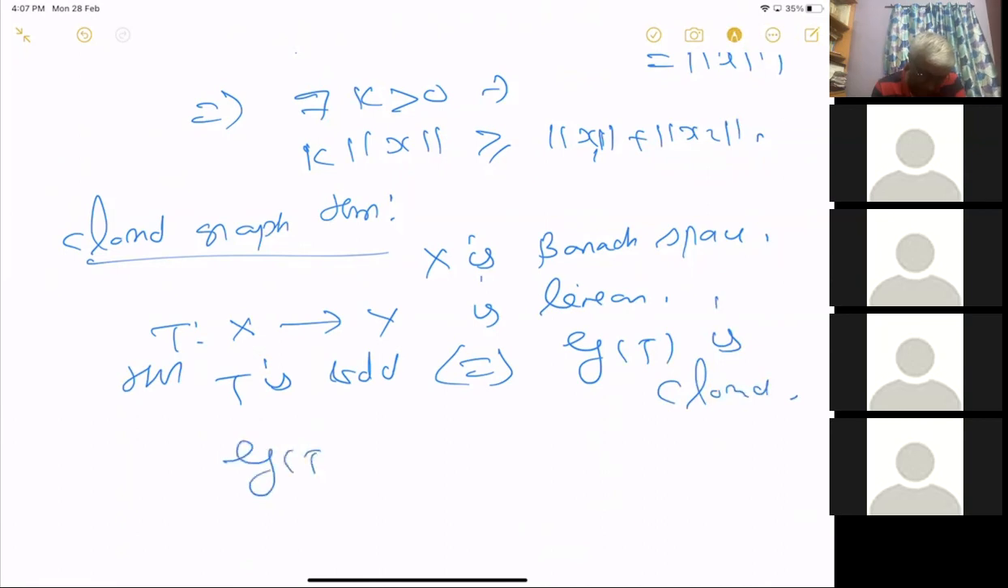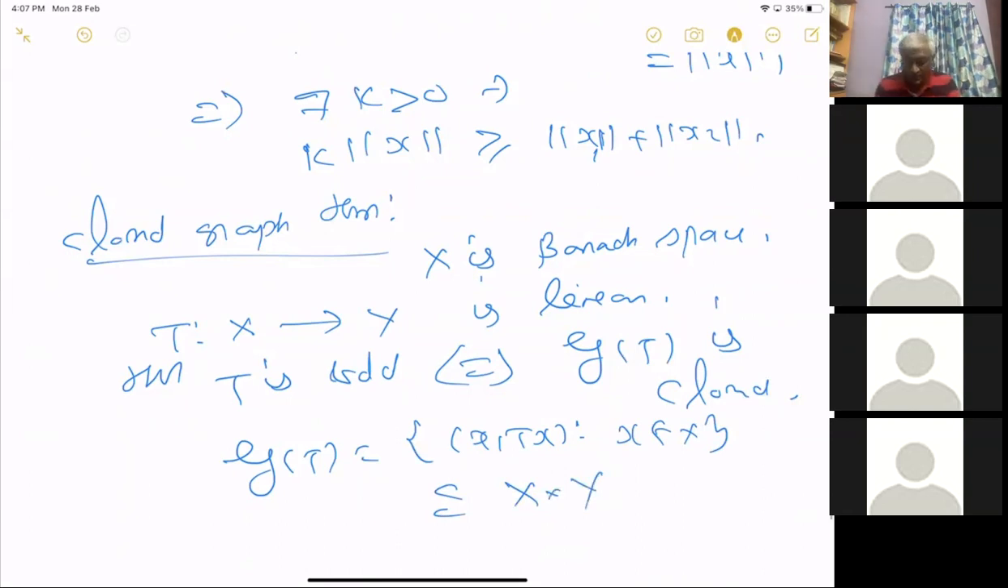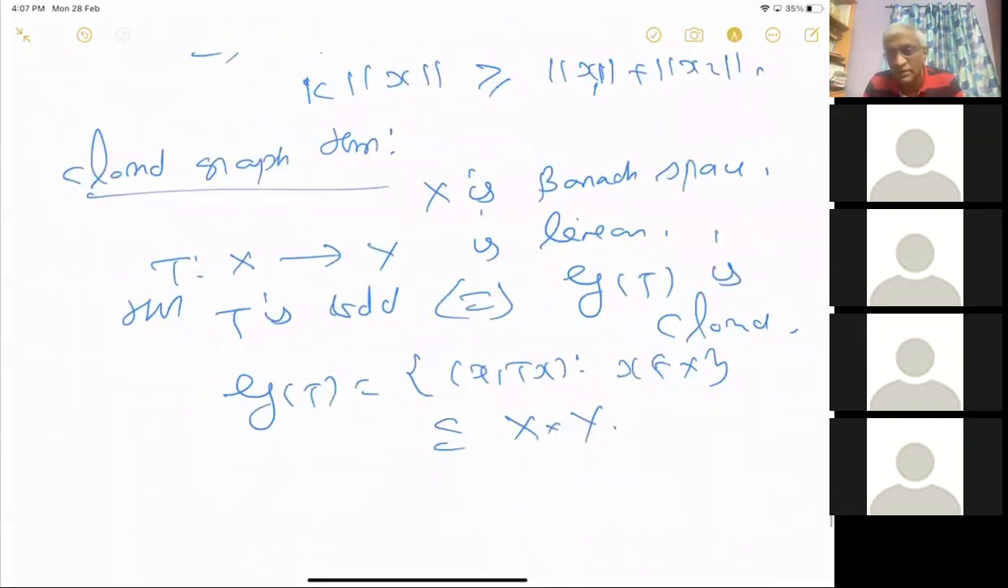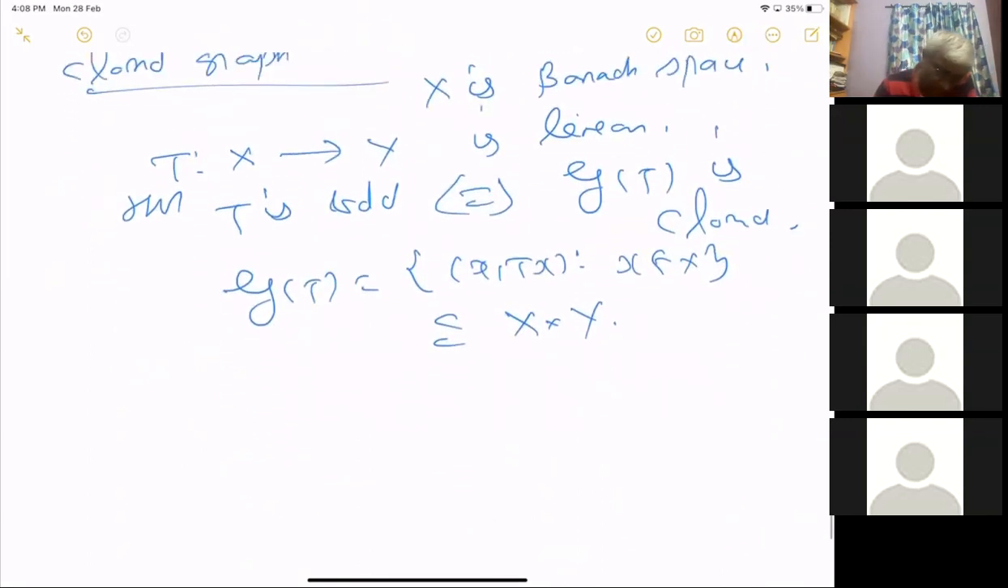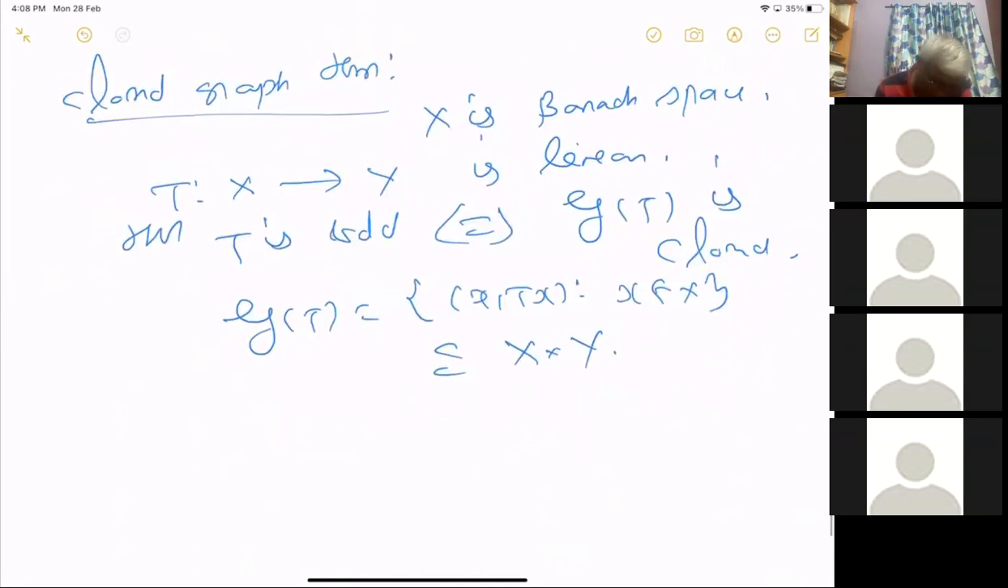The graph of T, as you know, is just x, Tx for x in X, contained in X cross Y. So X cross Y is a product space, and you can define a norm by taking the sum of the norms. So the graph is closed. This is just equivalent to saying, equivalently.